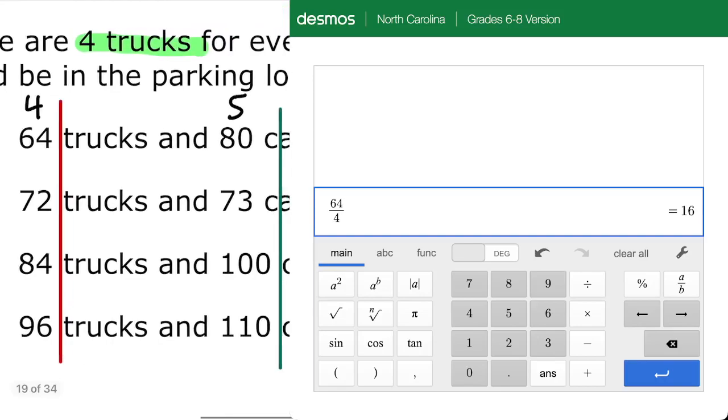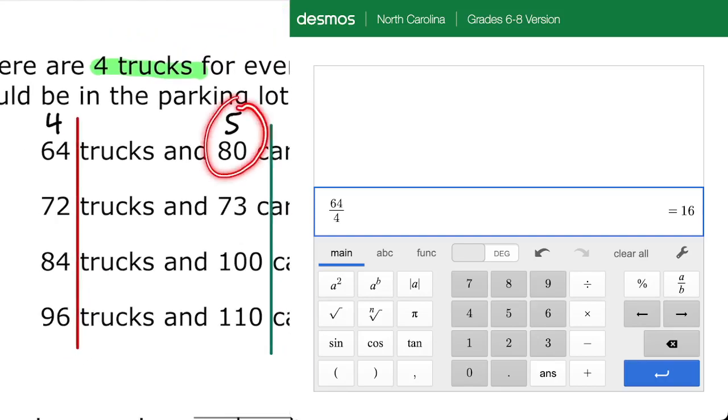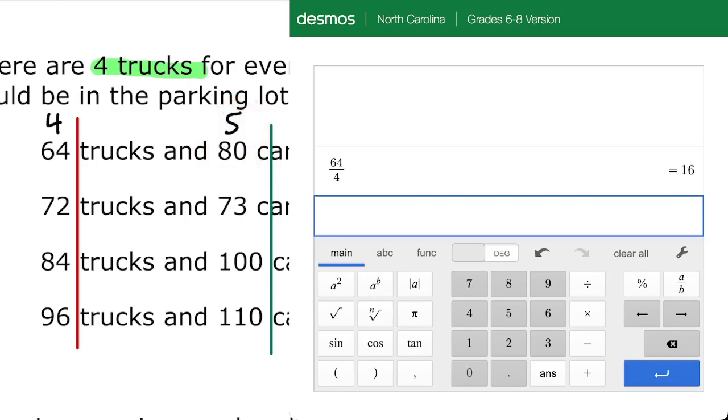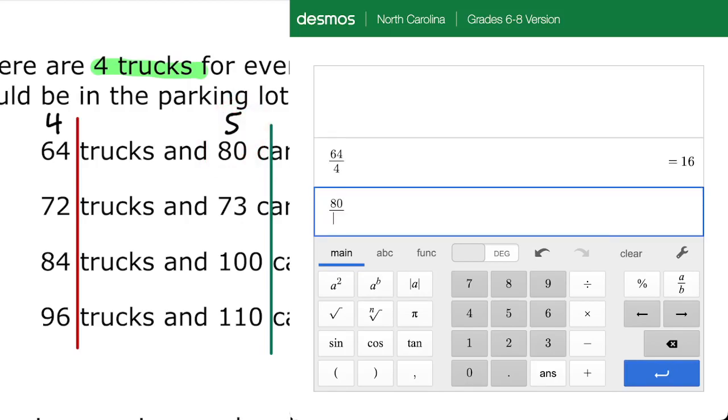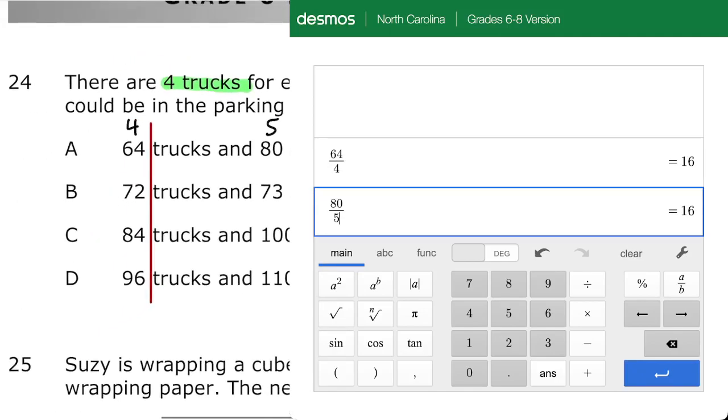So ideally, if I multiply 5 by 16, it should give me 80. Let's see what that would give us though. What is 80 divided by 5? That does equal 16. So this one does check out. So the correct answer should be A, but I want to go ahead and explore B, C, and D just so we can see what happens there.